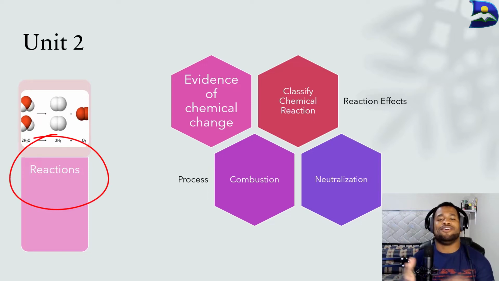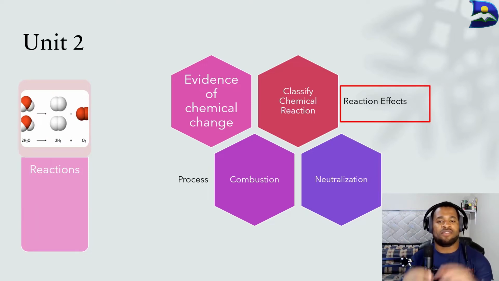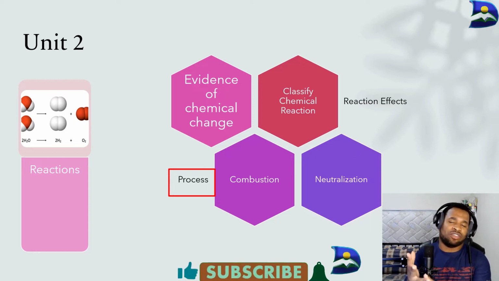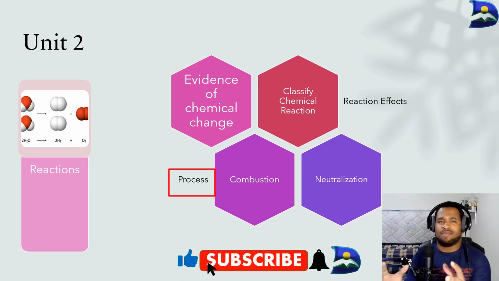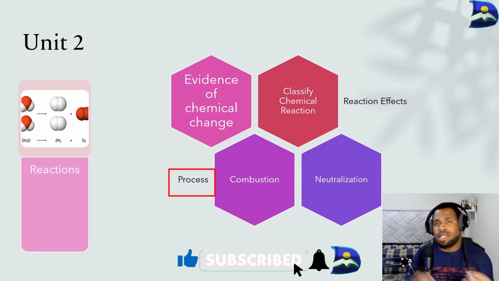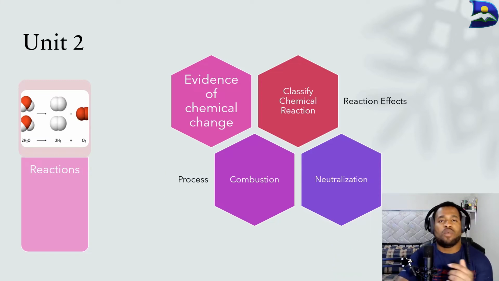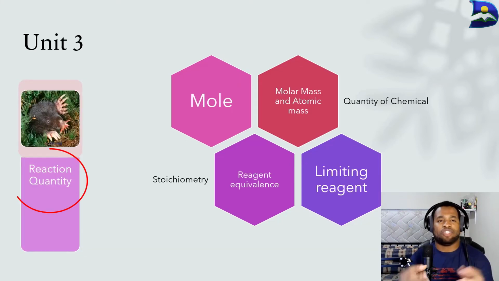First, we're going to look at reaction effects in terms of not only evidence of chemical change, but also classifying chemical reactions. And based on these 2 concepts, we're going to lead that into processes. It involves 1, combustion, and 2, neutralization reactions. These are some of the many types of reactions that are done not only in the laboratory but also at the industrial stage. And so once we're done with unit 2, we're going to be moving on to the next unit, which is going to be diving into reaction quantity.